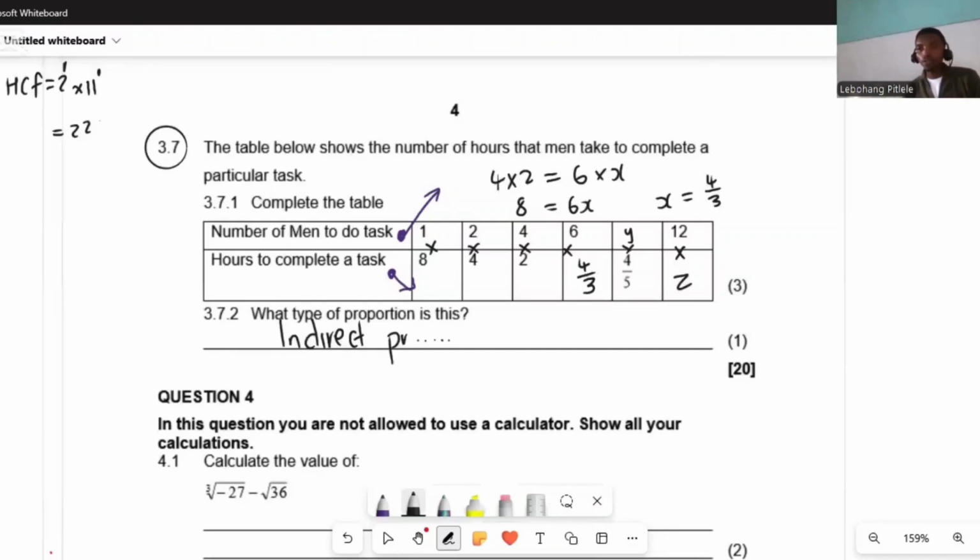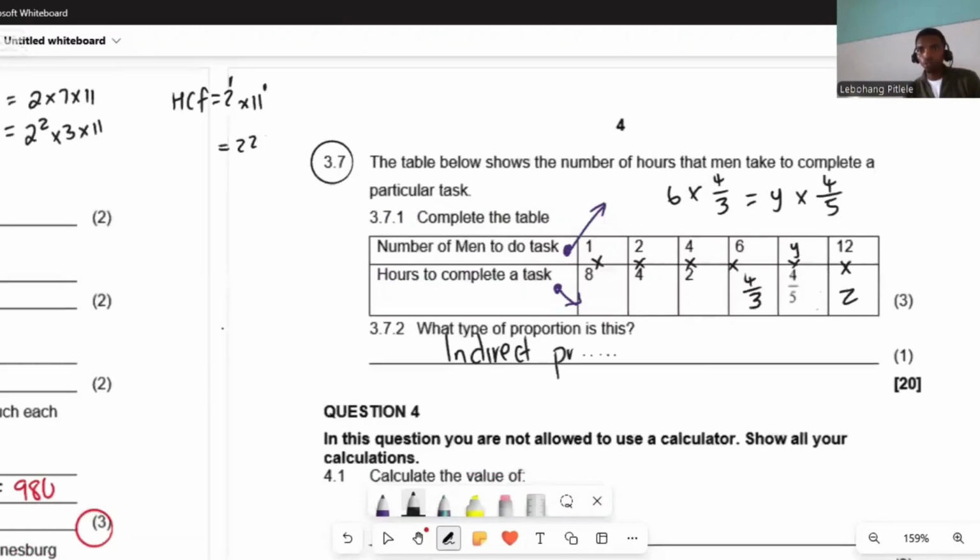And then now we are left with 6 multiplied by 4 over 3. It should be equal to, when I'm saying what, y multiplied by 4/5. When you multiply these two, they should be equal to when you multiply those two there.